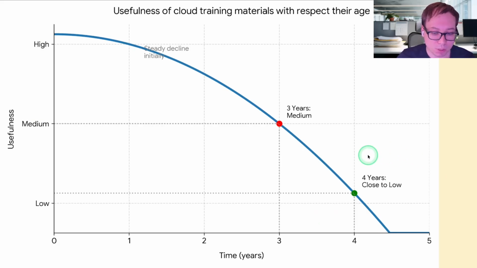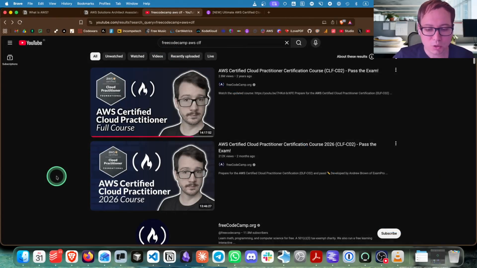If I had to plot the usefulness of cloud training materials versus time, it would look something like this graph over here. So in essence, training materials might hold good value for the first 1 to 2 years, but they start to decline sharply after the 3-year mark. And if they are more than 3 years old, they are kind of useless at that point. The lesson to learn is to make an effort to learn with updated materials, or get into the habit of fact-checking old materials.